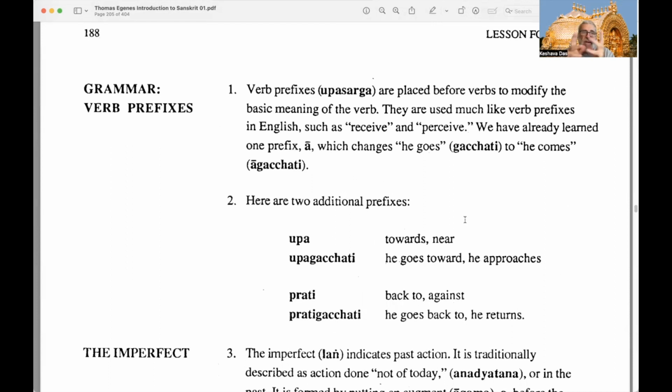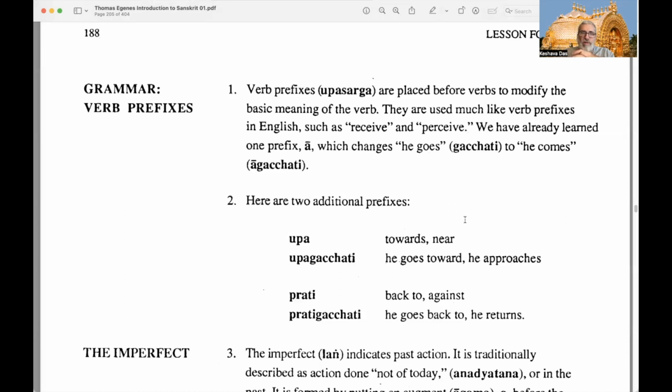Not a problem. Okay, so now he's going to talk about prefixes. Verbal prefixes are called upasargas, right? They are placed before verbs to modify the basic meaning of the verb. They are used much like verbal prefixes in English, such as receive and perceive. So we have the sieve there, and re and per are these English prefixes that come before sieve. But normally we don't think of that.